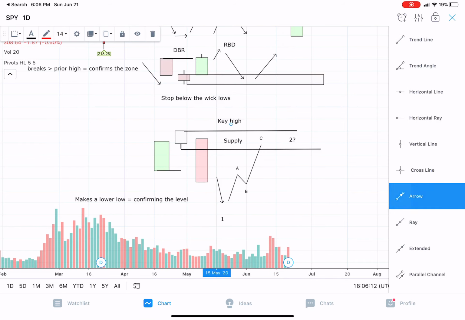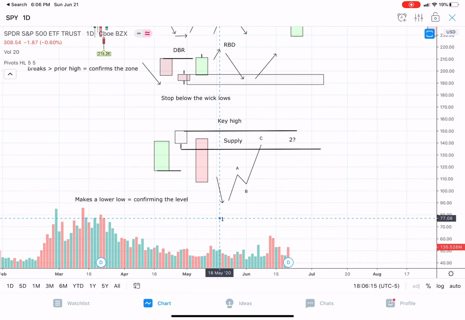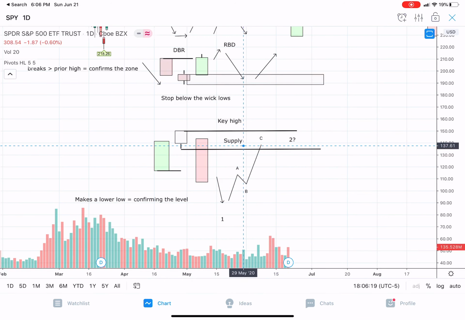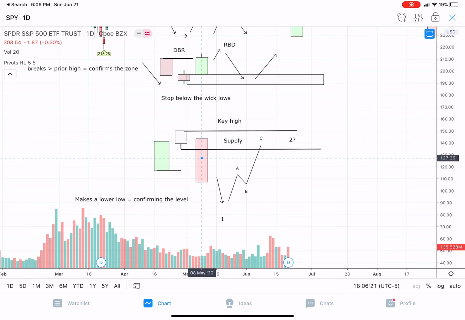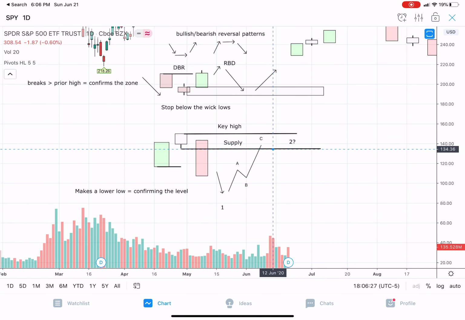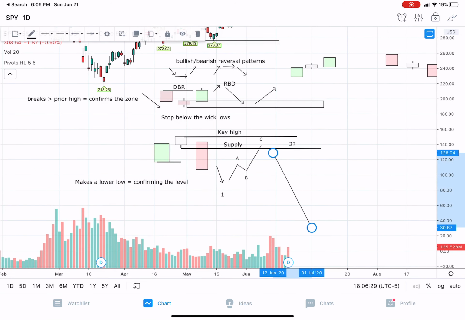So the idea is you'll get your impulsive wave moving down, and then you'll get your ABC up, possibly forming a wave two. And the assumption is that if the bears are able to print a lower high below this key high, the move to follow should be a wave three, which should be an explosive move down.